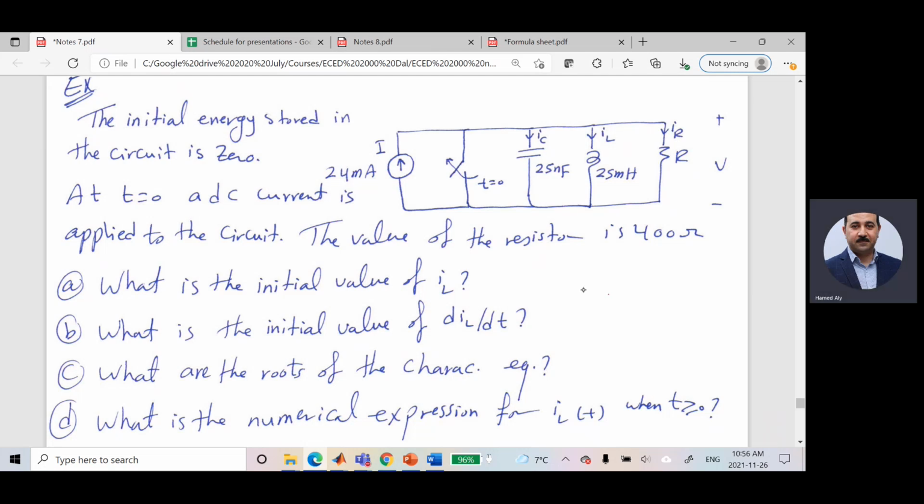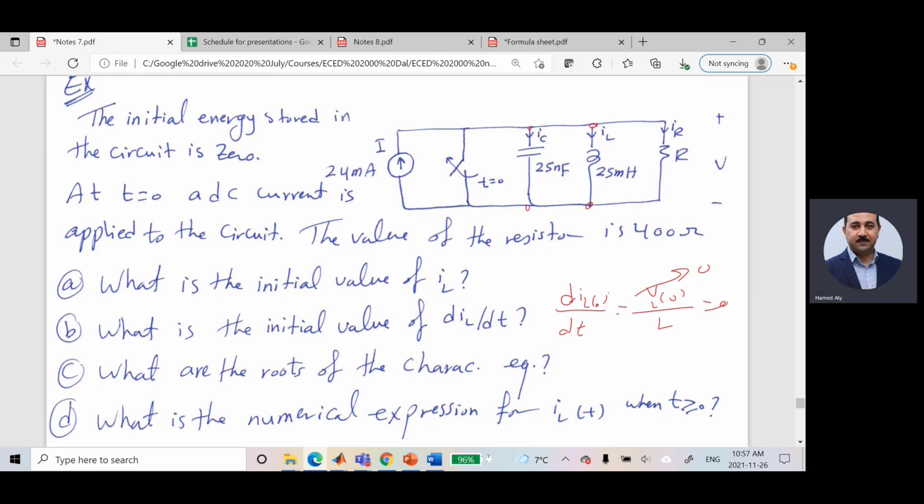So, diL of 0 by dt is equal to what? V of 0 divided by L. Actually, vL. Right? Because this is iL. But since this is parallel, this v is equal to this v. And he told me the initial energy stored is equal to 0. It means this guy is 0, so this is 0. You have to show me that.